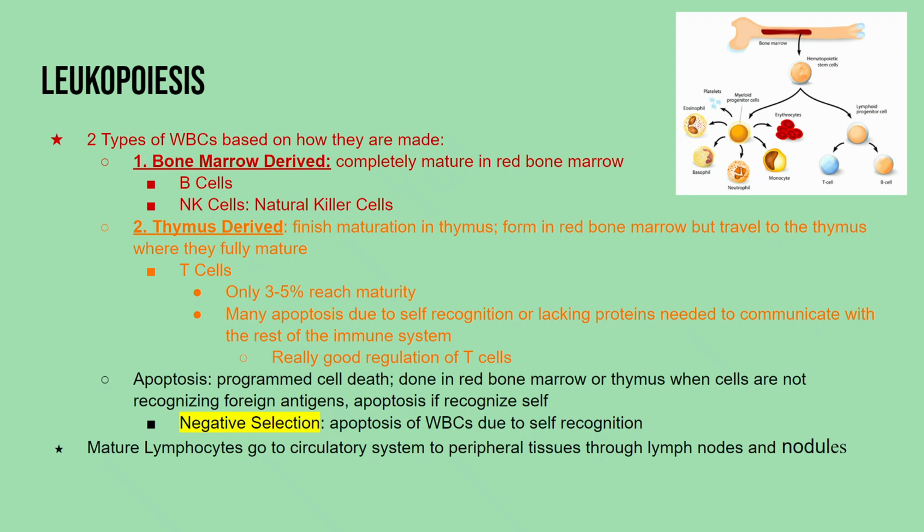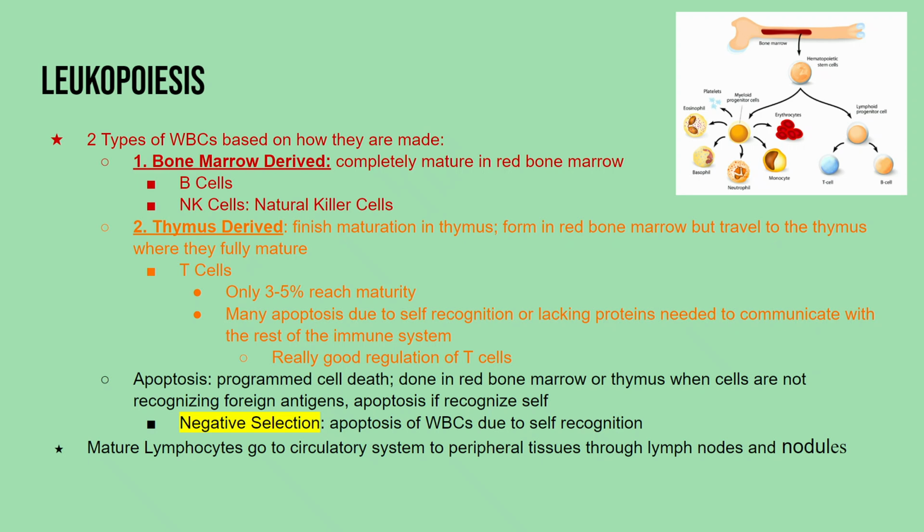So we just talked about how leukopoiesis always starts in the red bone marrow, but there are two types of white blood cells based off of where they finish being produced. So the first is bone marrow derived white blood cells. These ones finish completely maturing in the red bone marrow. So that's B cells and natural killer cells. T cells, on the other hand, travel up to the thymus that we talked about. It's one of the primary organs of the lymphatic system, and they finish maturing there.